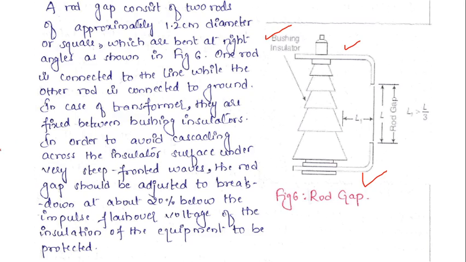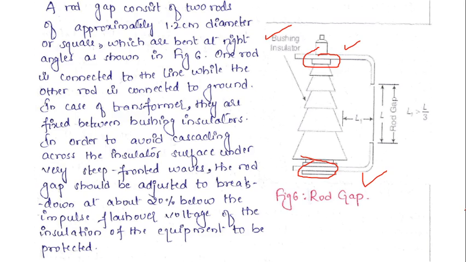In case of a transformer, they are fixed between the bushing insulators. So these are nothing but the bushing insulators. Between these two bushing insulators, we fix these rod gaps. Whereas in general, for general protection purposes, the top rod will be connected to the line, whereas the second will be connected to the ground potential.